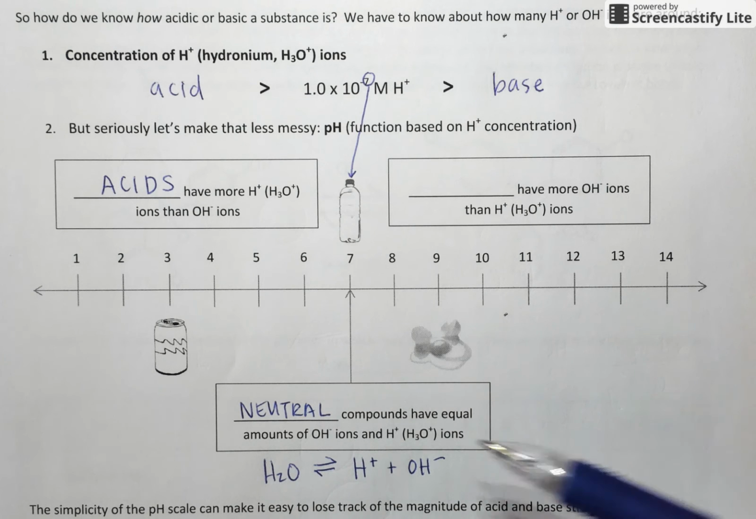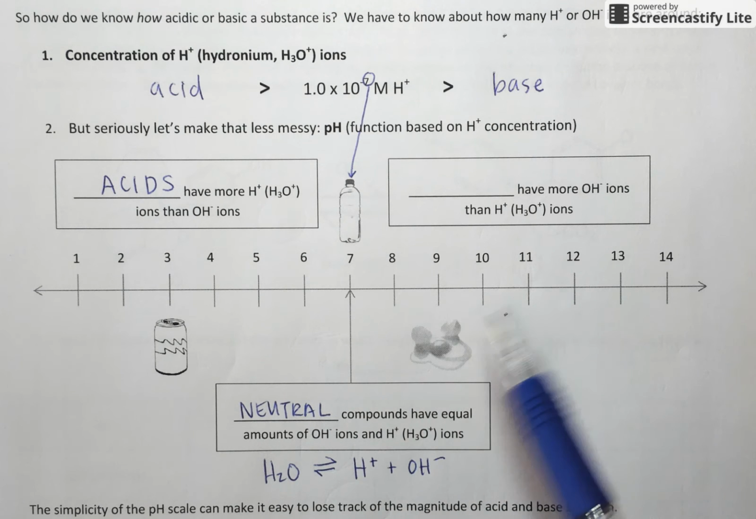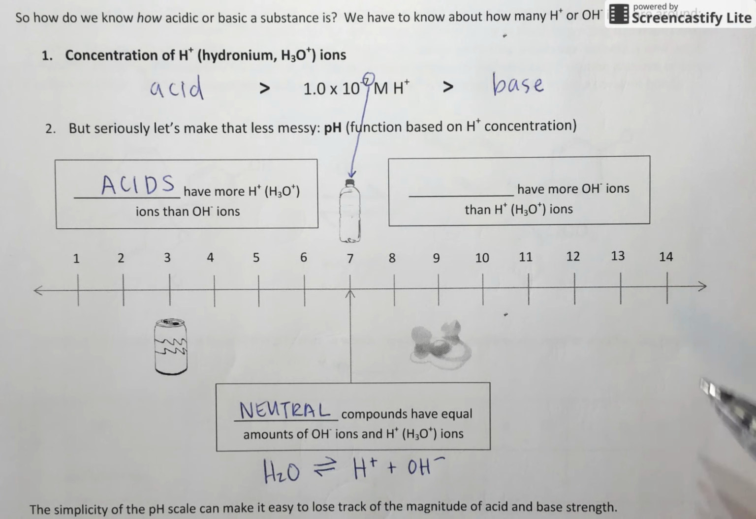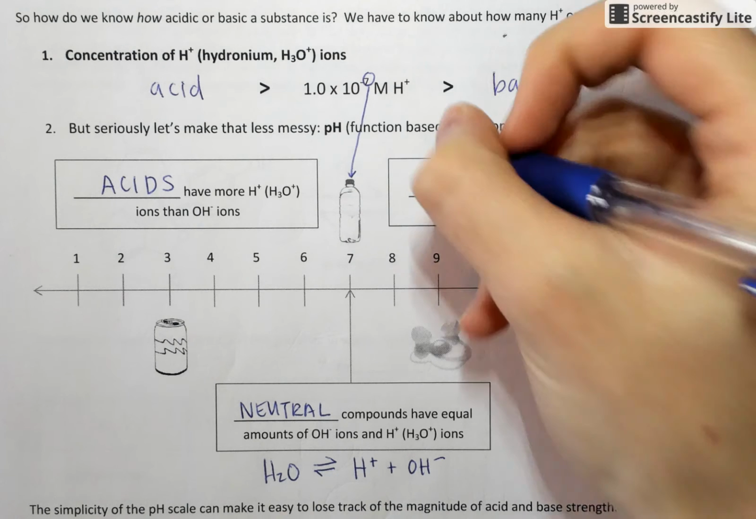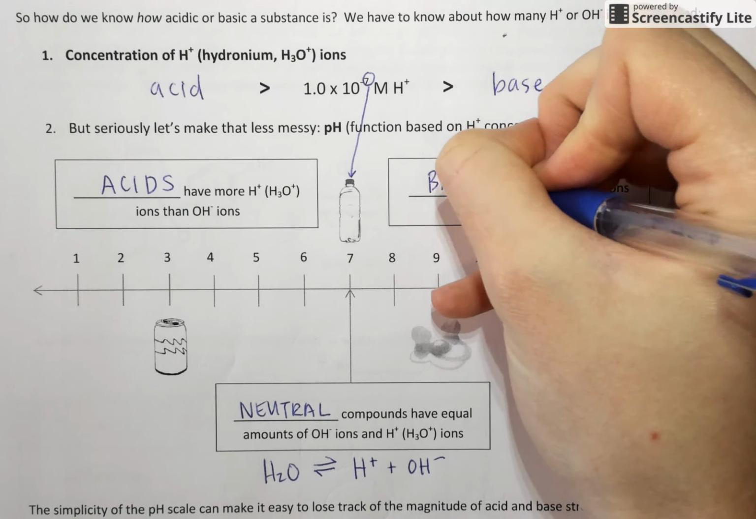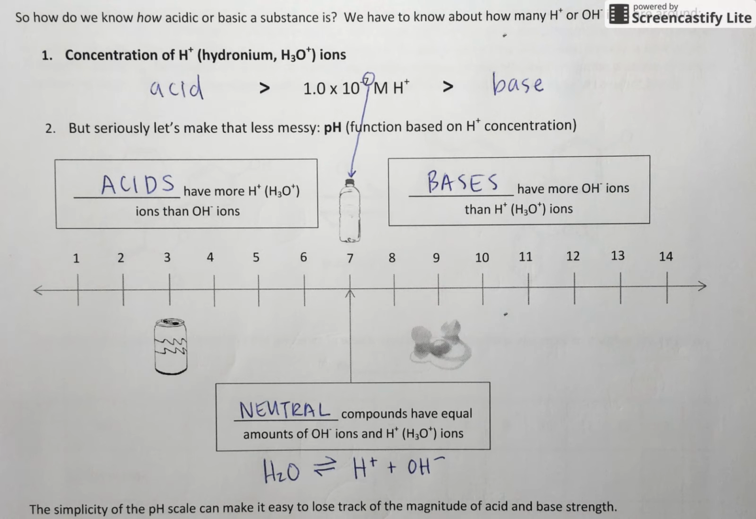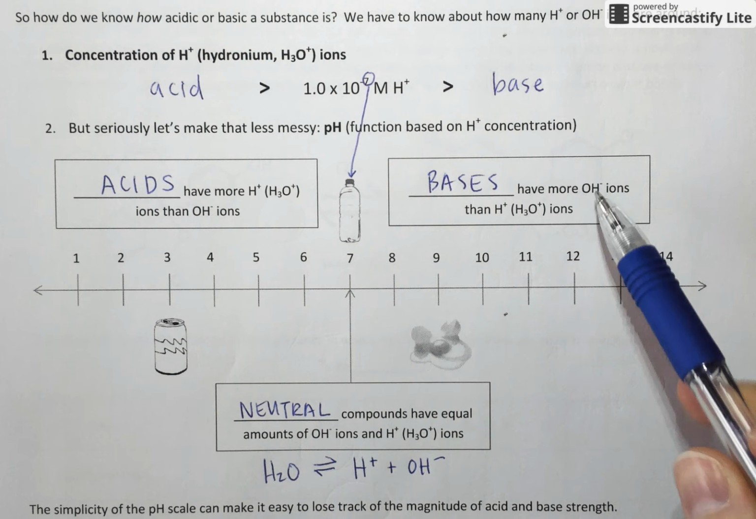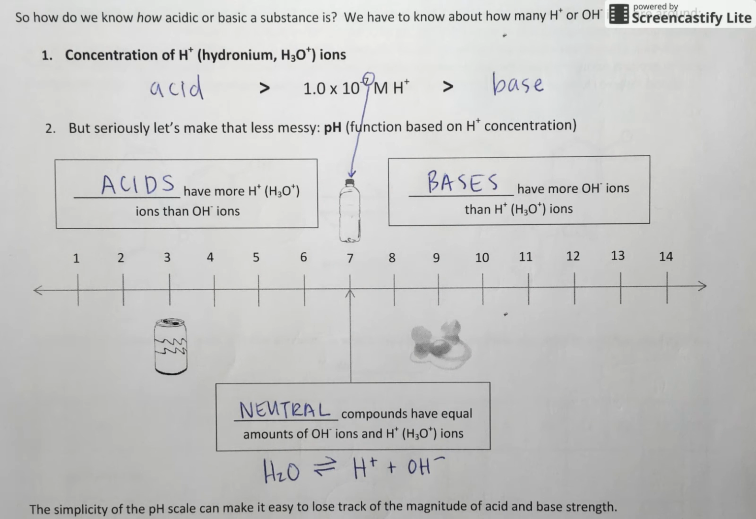The opposite is true for bases. If we move up the pH scale, what we're really doing is increasing the amount of OH- ions that are around. So bases have more OH- ions than H+. The farther up you go, the nastier those substances are because they have more of these corrosive OH- ions present.